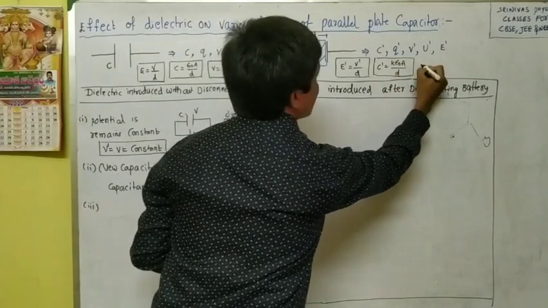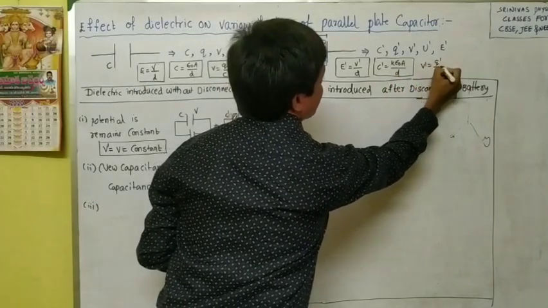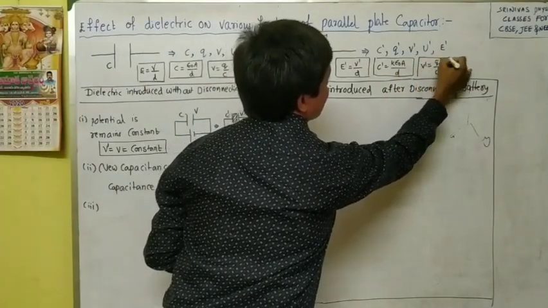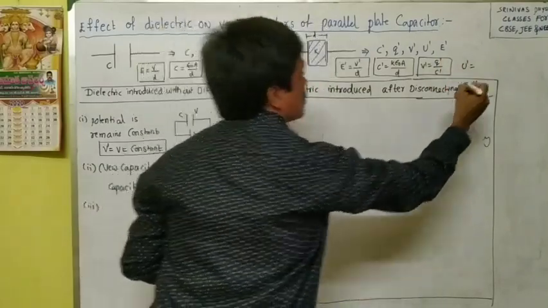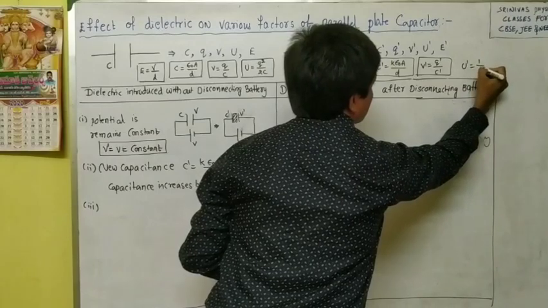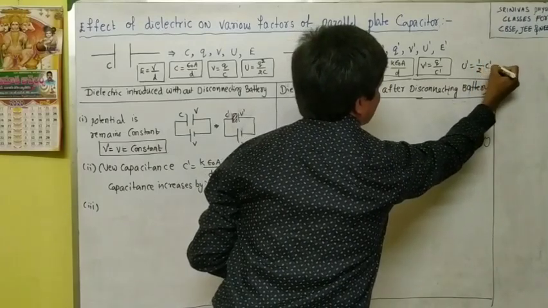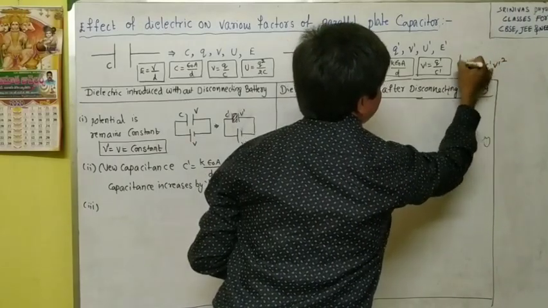And the new potential is V dash is equal to the new charge by the new capacitance, V dash is equal to Q dash by C dash. The energy stored we write as half CV square or Q square by 2C, but now it is half C dash V dash square, right?